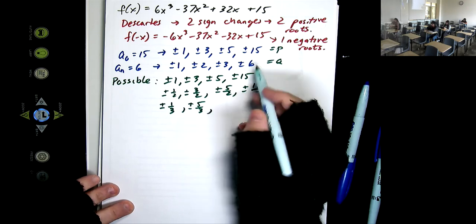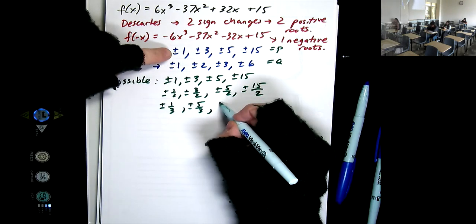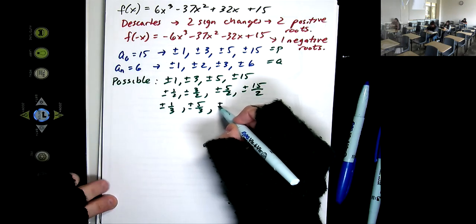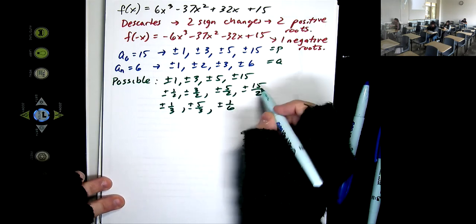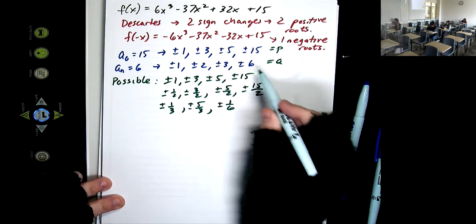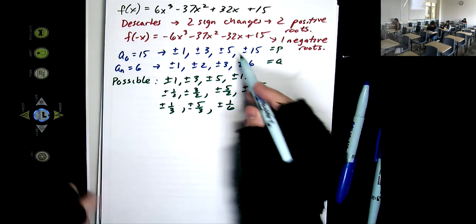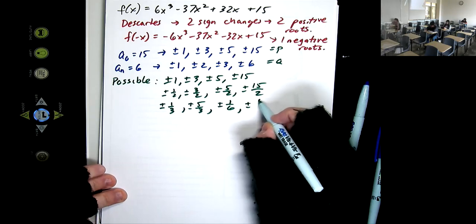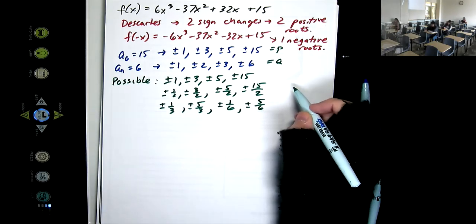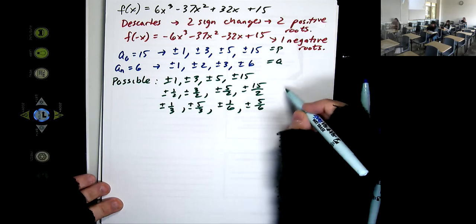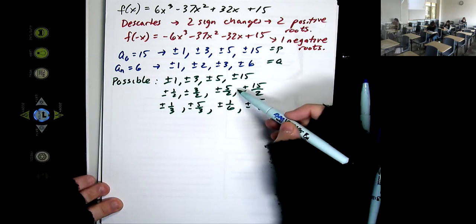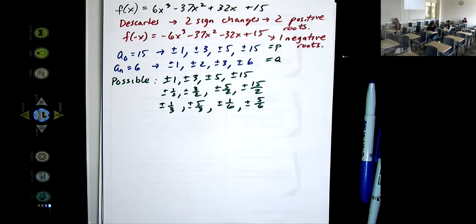And now I do my 6s. I can do 1 over 6. I can do 3 over 6, which is 1/2. And I already have my 1/2. I can do 5 over 6, which I don't have yet. And I could do 15 over 6, which reduces to 5/2. These are all my possible roots. This is holy shit.